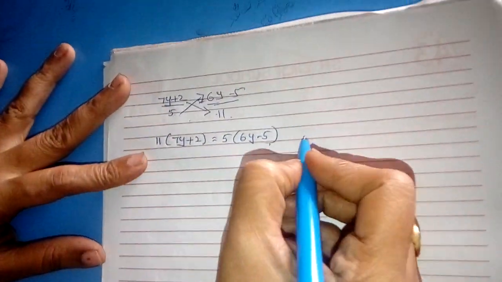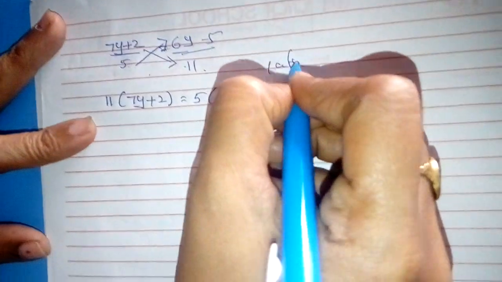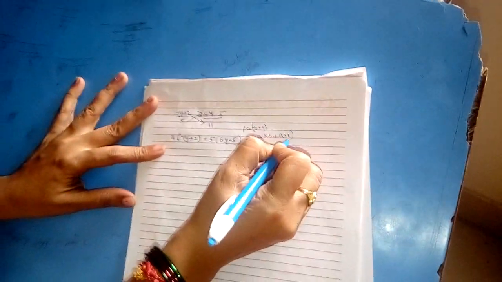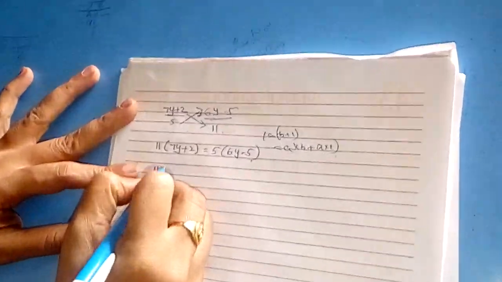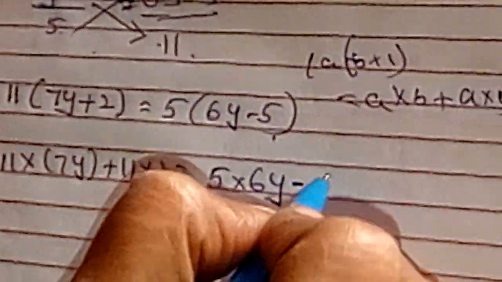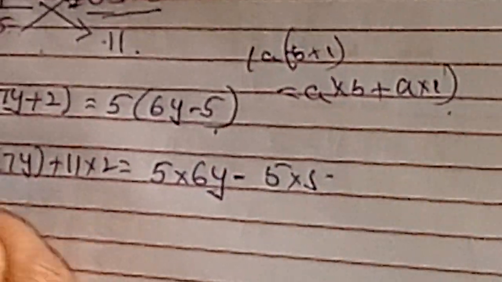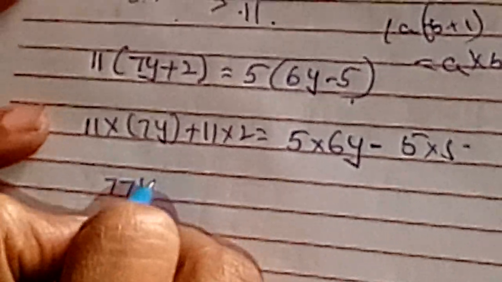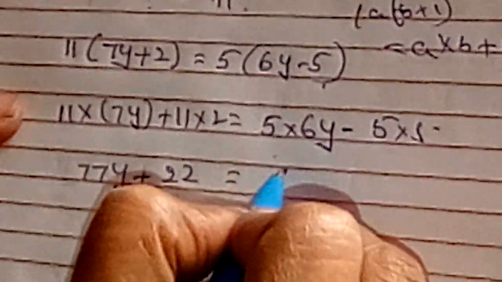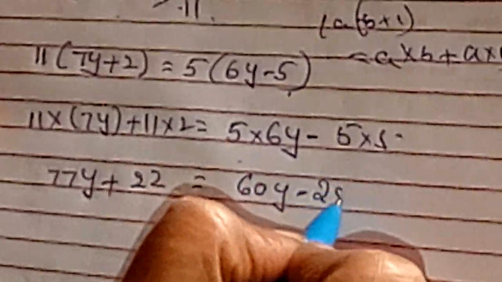Then by using the a into (b plus c) formula, a into b plus a into c. Now 11 into 7y plus 11 into 2 is equal to 5 into 6y minus 5 into 5. 11 into 7 is 77y, plus 11 into 2 is 22. 5 sixes are 30y minus 25.